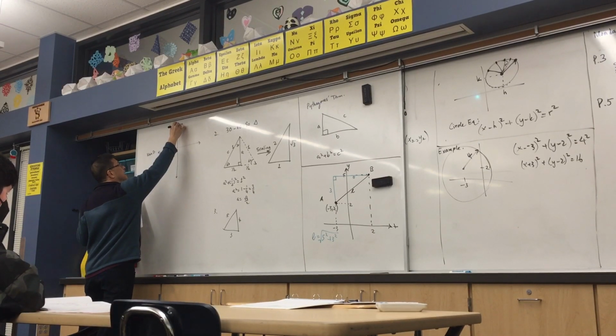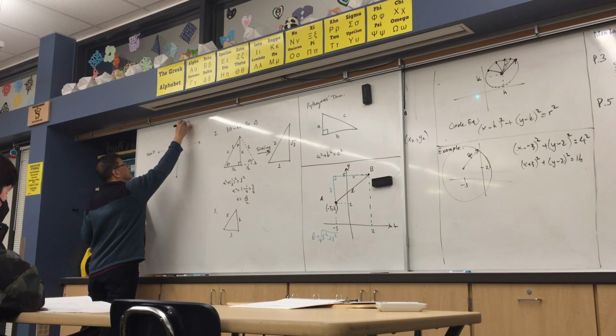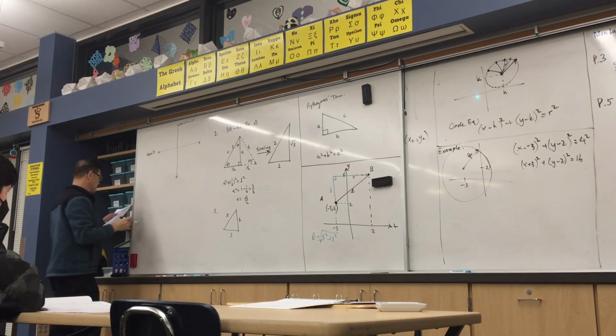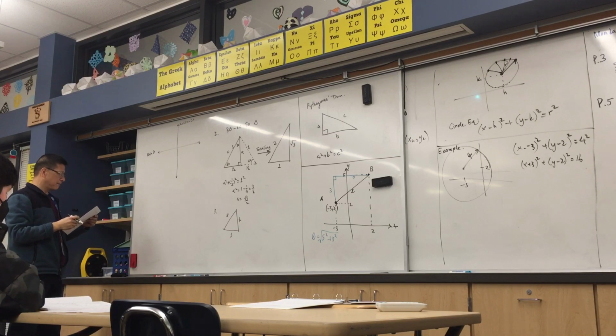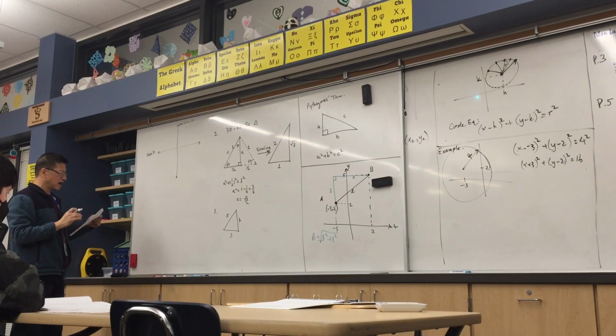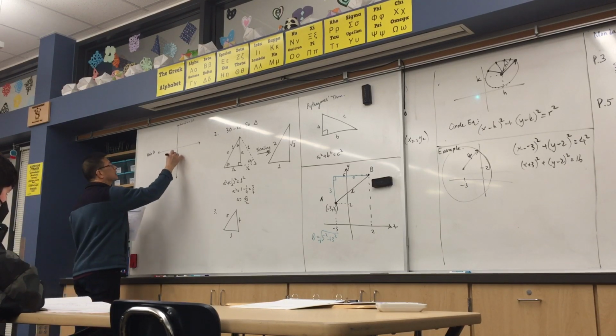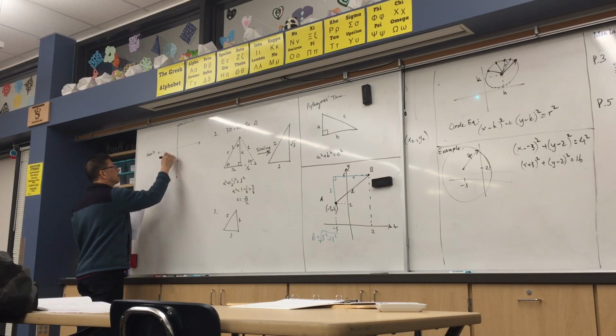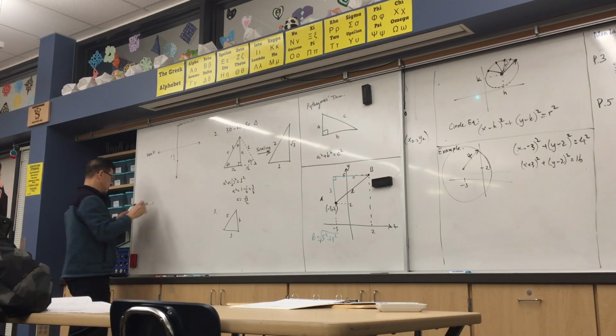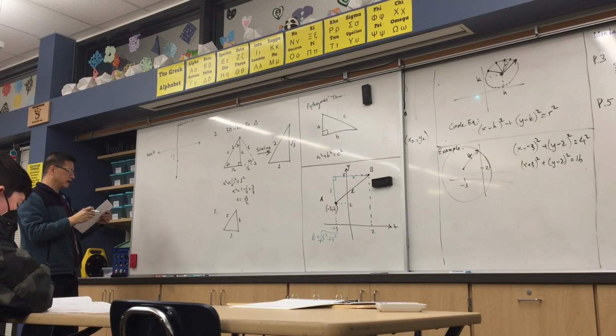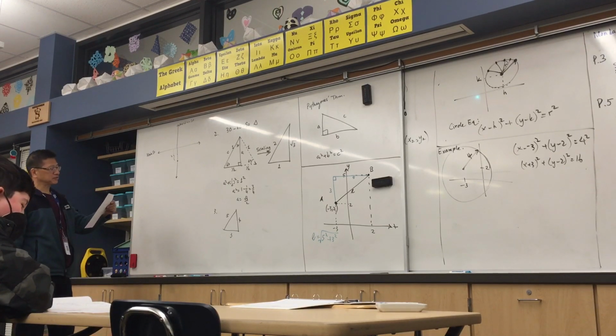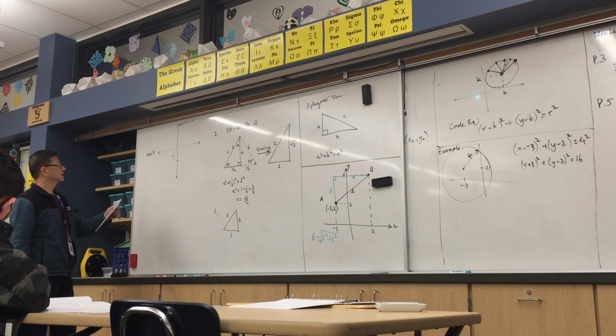A pizza store is located on Meridian, 2 miles south of Main Street. So this is 2 miles south. So this is 2 miles. If the store advertises that it delivers within a 3-mile radius, how much of Main Street do they cover?